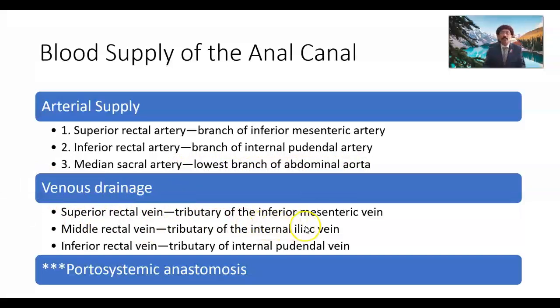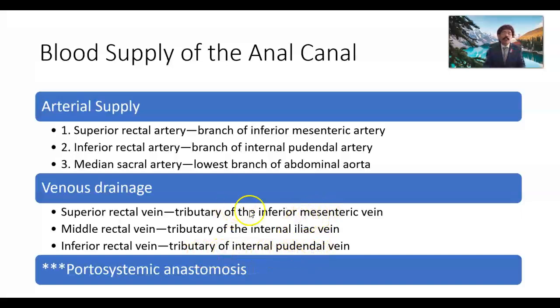Venous drainage: superior rectal vein, tributary of the inferior mesenteric vein. This is part of the portal system. Middle rectal vein, tributary of the internal iliac vein, part of the caval system. Inferior rectal vein, tributary of the internal pudendal vein. This is part of the caval system or systemic circulation.